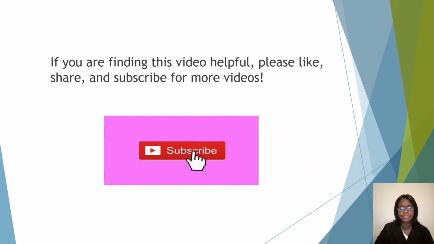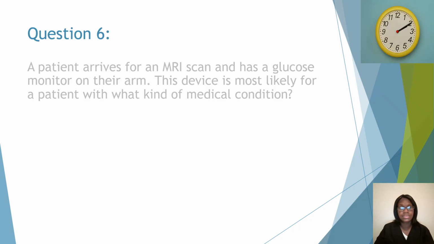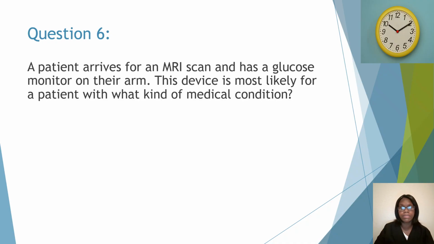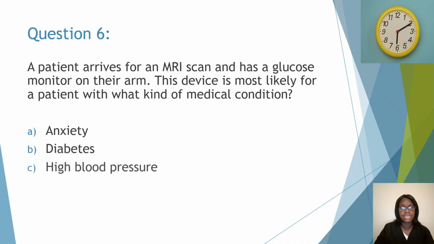Question 6. A patient arrives for an MRI scan and has a glucose monitor on their arm. This device is most likely for a patient with what kind of medical condition? A, anxiety, B, diabetes, C, high blood pressure, or D, low blood pressure.